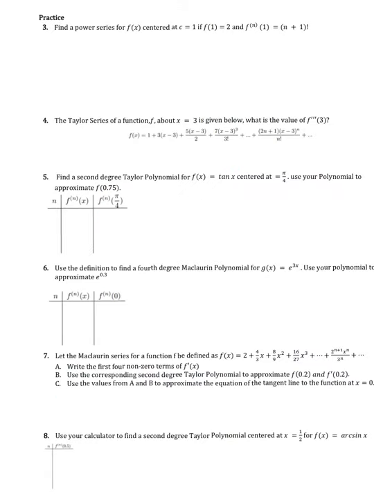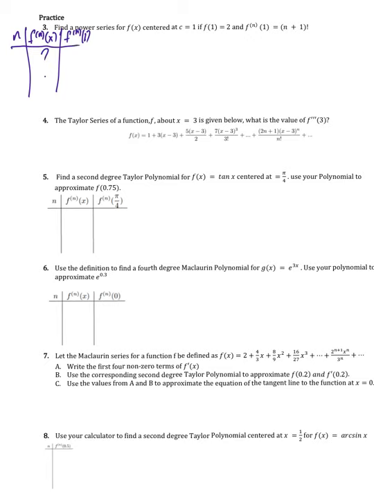Okay, number 3. Find a power series for f of x centered at c equals 1 if f of 1 is 2 and the nth derivative of f at 1 is (n plus 1) factorial. I'm going to set this up using the table that I've been using, except the middle column is going to be basically irrelevant, because we don't have a function to take derivatives of. So I'm going to just put a big question mark there. You don't even really have to include it, but I want to keep with the standard I set at the front.